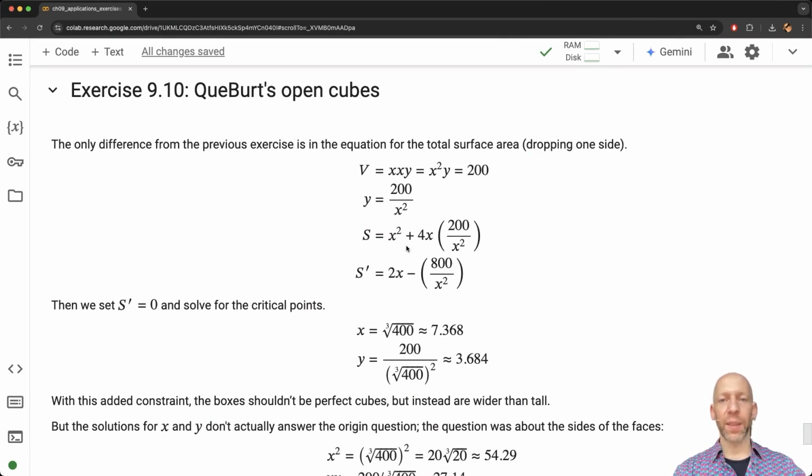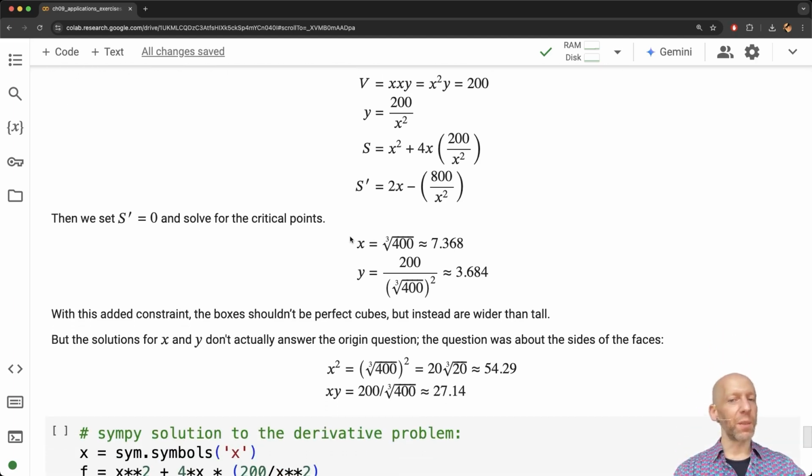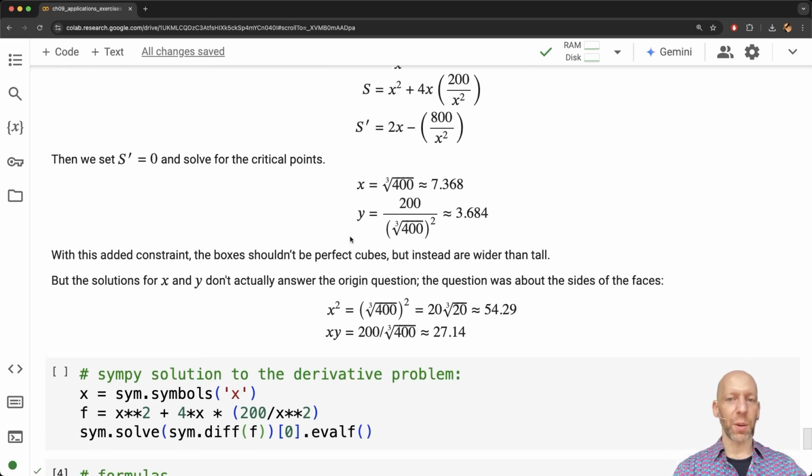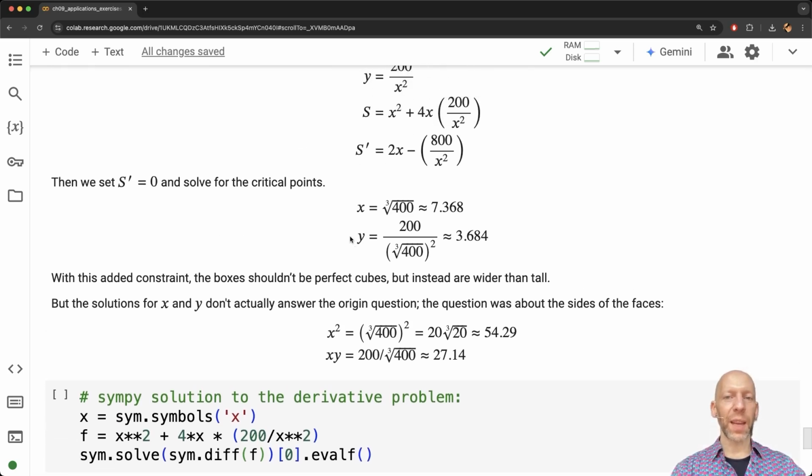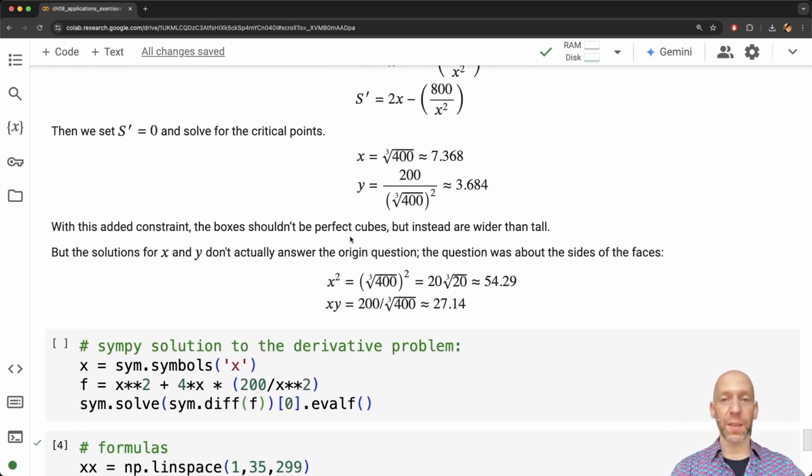S here is slightly different. So remember in the previous exercise, this was 2 times x squared because we had two square sides, so the bottom and the top of the box. Now we only have a bottom of the box, so this is just 1 x squared. This term is exactly the same. The procedure is exactly the same. We still differentiate, set it equal to 0, and so on. But we actually get a slightly different answer this time.